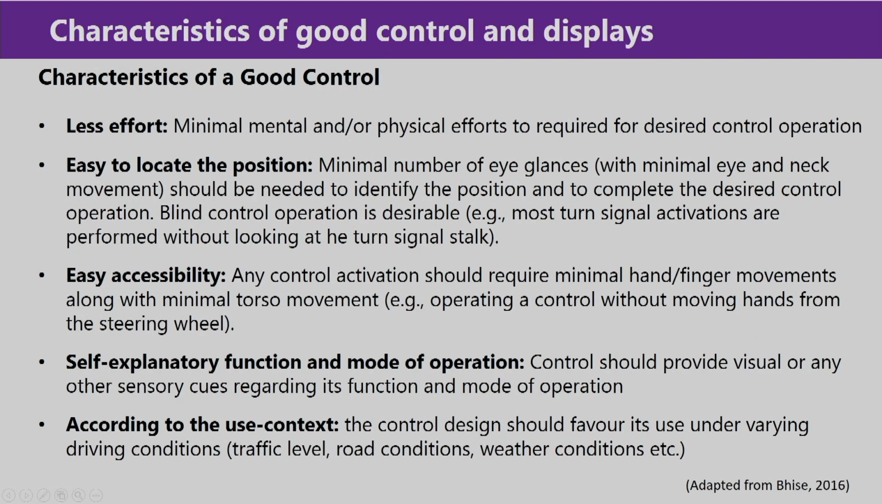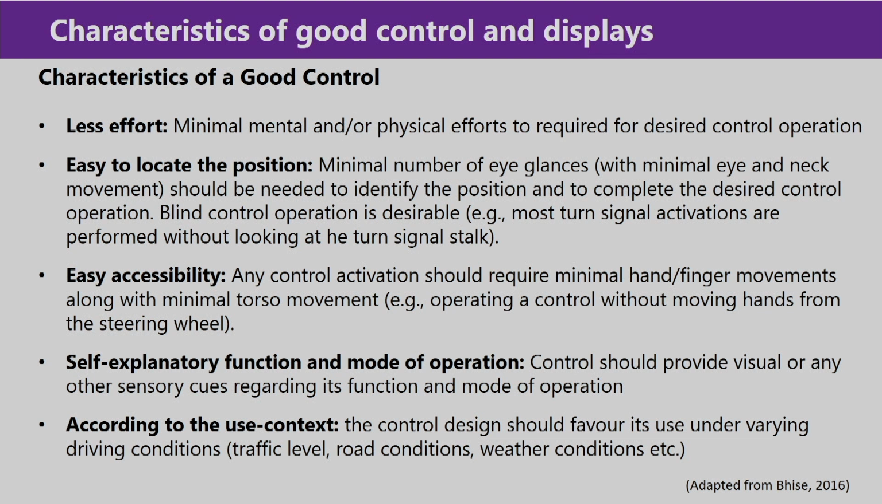Now, while we discussed various types of controls and displays, we should also know what the characteristics of a good control or a good display are. So, we are going to discuss the characteristics of a good control. Any control, if we consider it a good control, must require minimal mental and physical effort to get the information or to operate that control. Then, easy to locate the position. Where the control is located, there should be minimal visual search. With minimal visual search, we should be able to identify the location of the control.